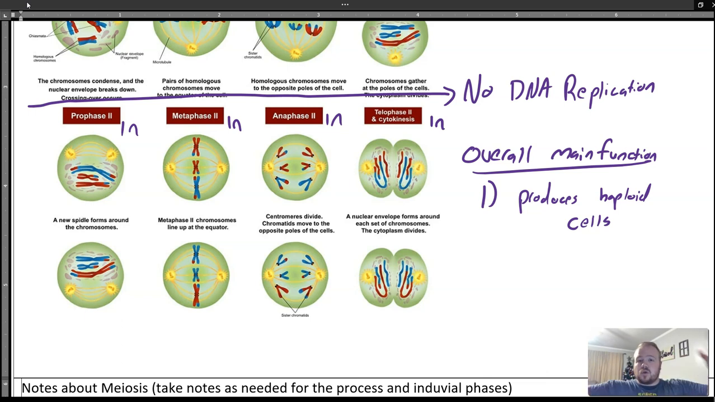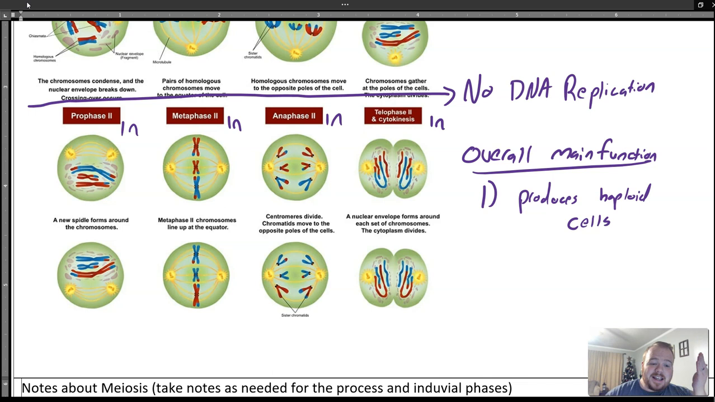It gives you a controlled, orderly process of taking diploid cells with those 23 different pairs of chromosomes and making sure each haploid cell, each sperm and egg, gets one of each pair of those chromosomes. And that's a very important process. Make sure everything is orderly and functional.